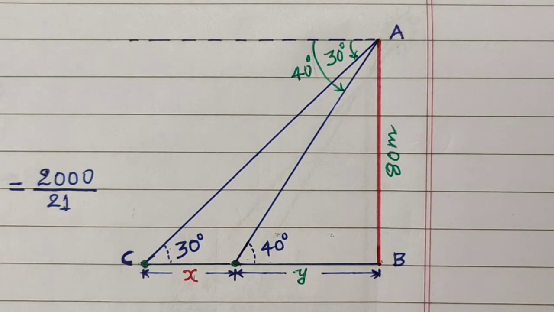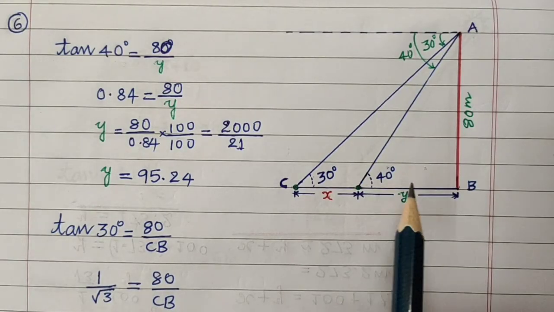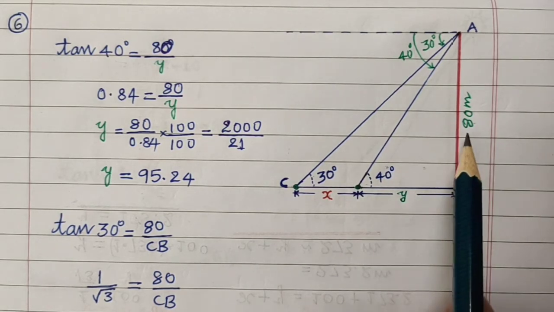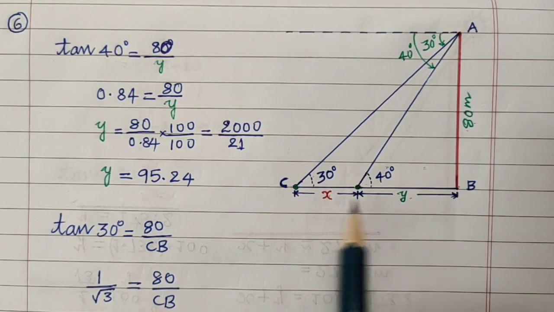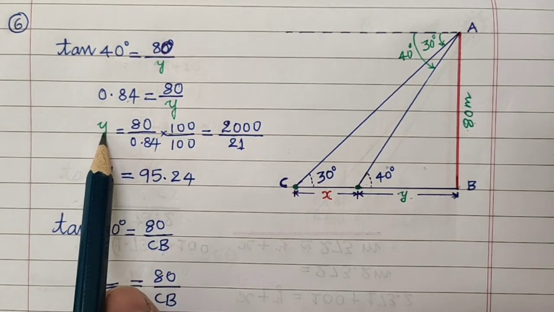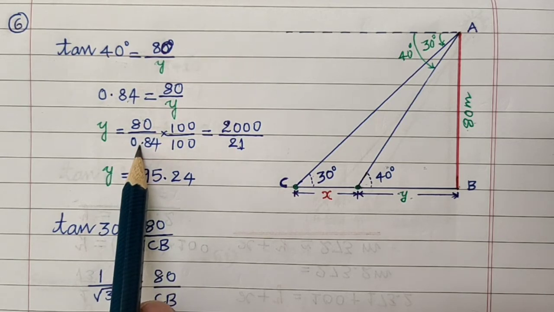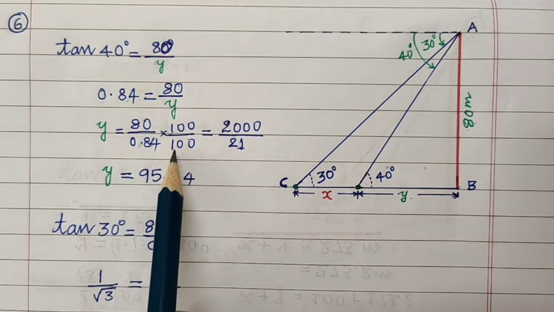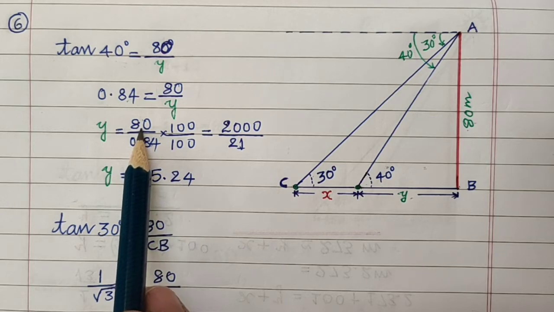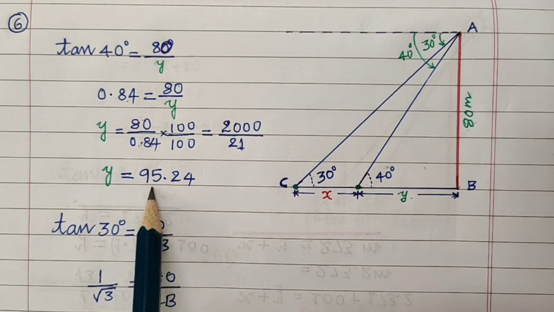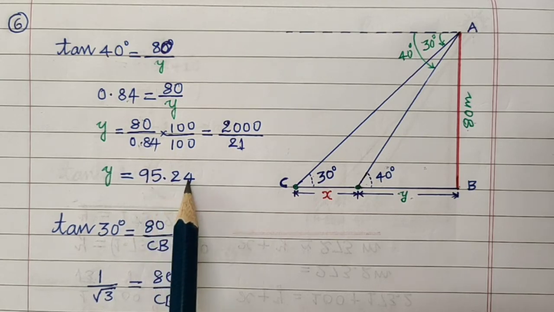So now tan 40 is equal to 80 divided by y, perpendicular divided by base. Tan 40 is 0.84, so 80 divided by y is equal to 80 divided by 0.84. To remove the decimal, we can multiply both numerator and denominator by 100. So after calculation, 2000 divided by 21, y will become 95.24.